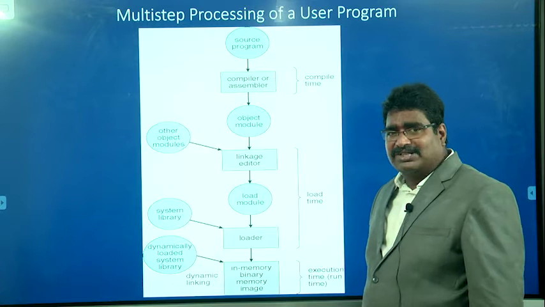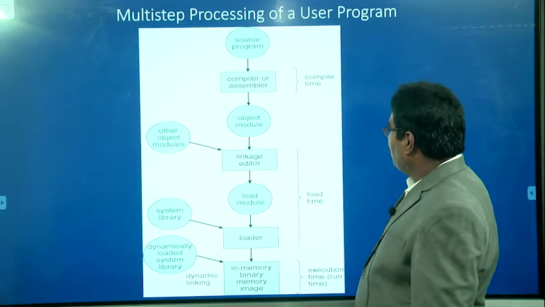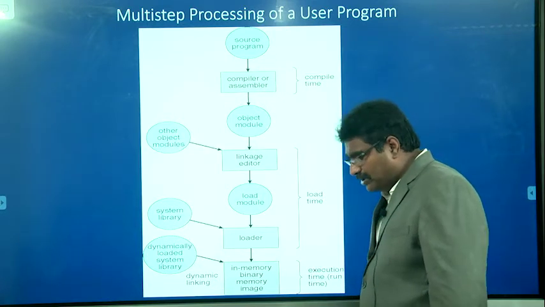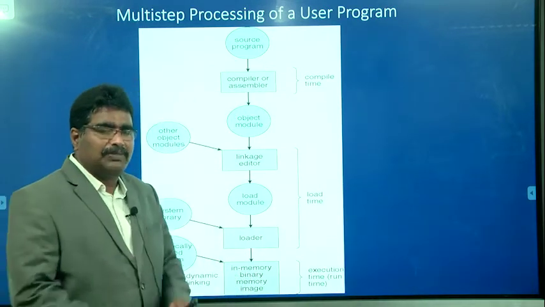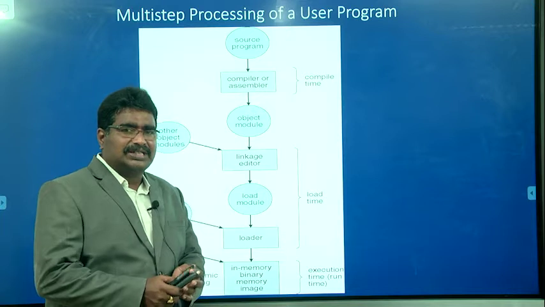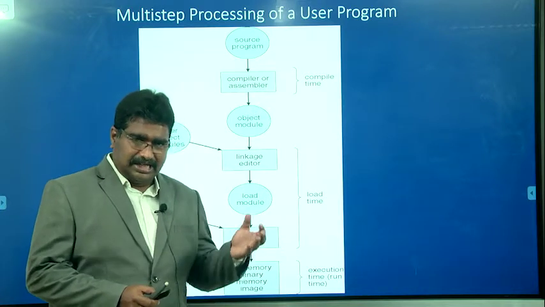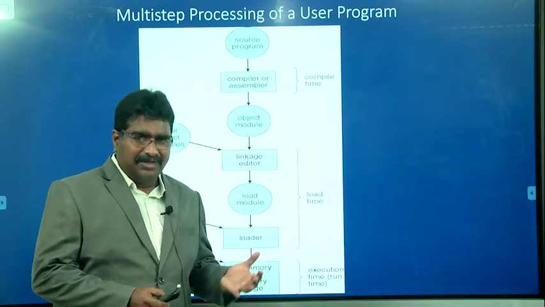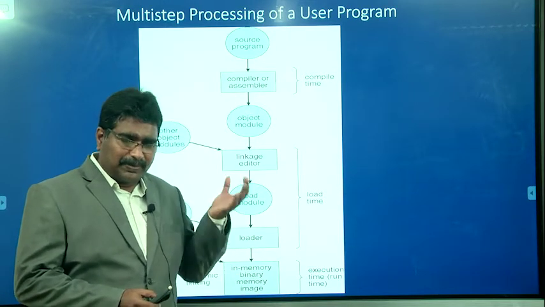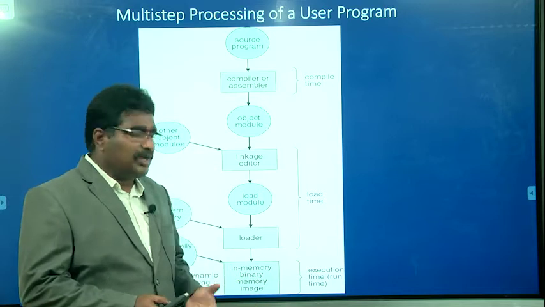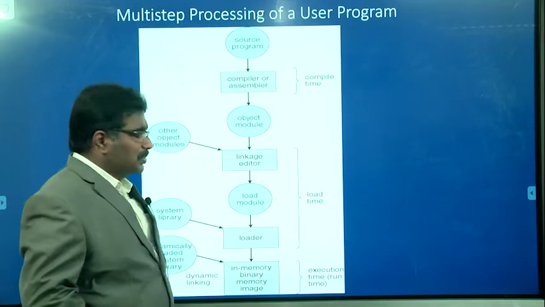So here we try to discuss the multi-step processing of a user program. Already we know that we have the source program. What is the meaning of the source program? Whatever instructions we have written in a high level programming language, either C, or Java, or any programming language we are using, to perform a particular operation. That is considered the source program.